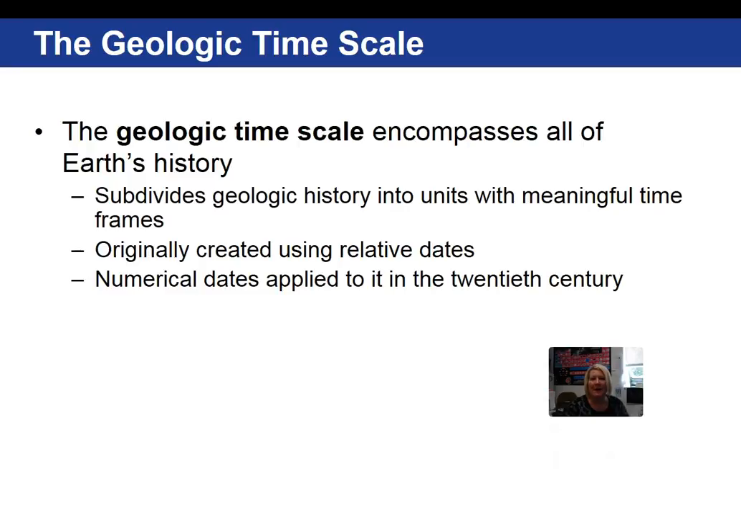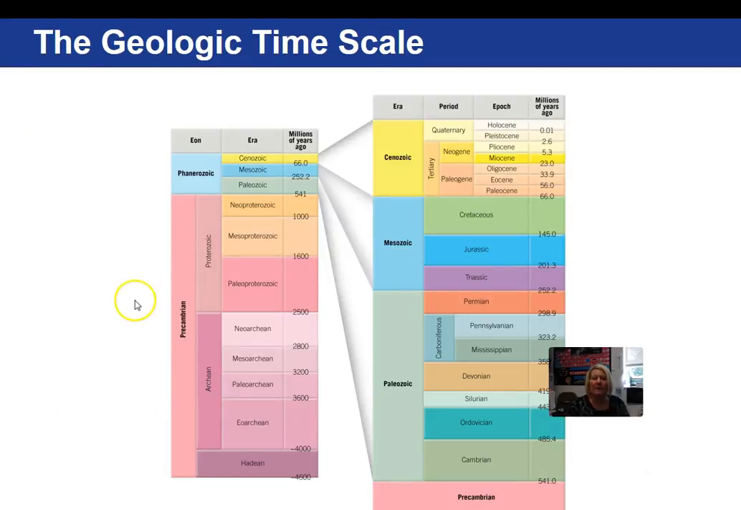The geologic timescale was developed over many years. Initially, just the names of different eons, eras, periods, and epochs were placed on the scale. Once radioactivity was discovered, numerical ages were then put on. Let's take a look at the geologic timescale. We can see that the largest amount of time is the eon. So we currently live in the Phanerozoic eon. Other eons include Proterozoic as well as Archean.